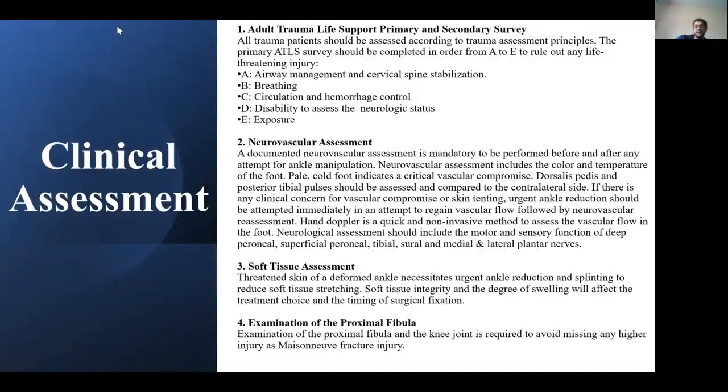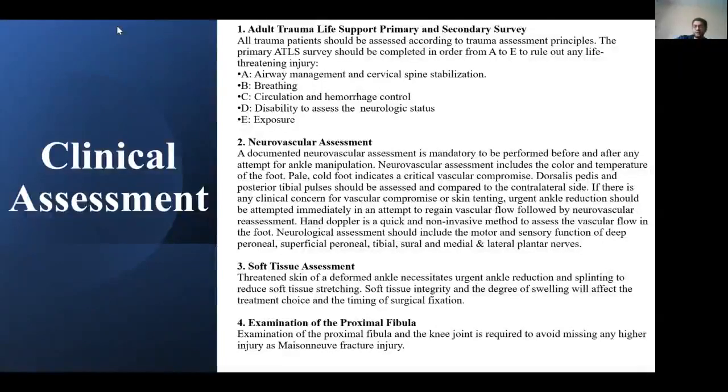In clinical assessment, the second is neurovascular assessment. A documented neurovascular assessment is mandatory before and after any attempt at ankle manipulation. Neurovascular assessment includes the color and temperature of the foot. A pale, cold foot indicates critical vascular compromise. The dorsalis pedis and posterior tibial pulses should be assessed and compared to the contralateral side.